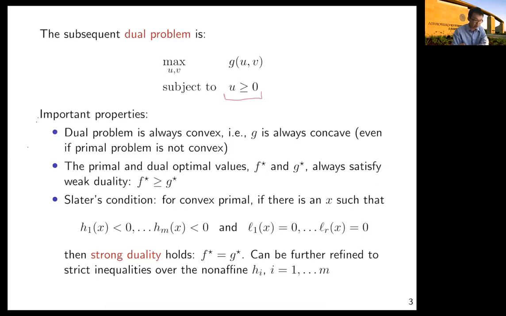This can be further refined such that the strict inequality only needs to hold for the non-affine inequality constraints h1 to hm. For the inequality constraints where h is an affine function, we don't actually need a strict inequality. This implies that for the family of linear programs, provided that the solution exists, strong duality is always true.